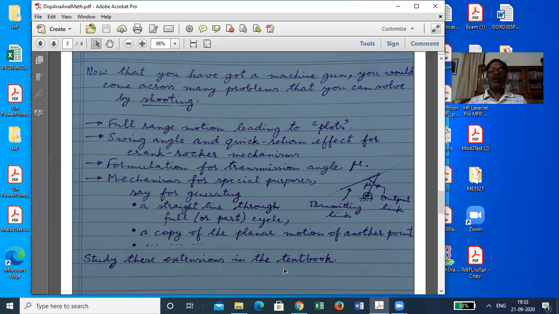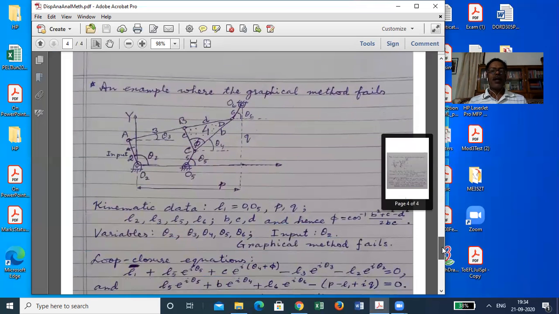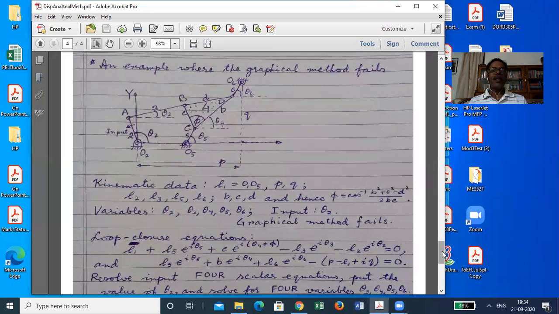Last time, just a little while back, we saw the example of a 4-bar mechanism solved through the analytical methods, which is something very simple. Now we want something complicated, just a little complicated. And for that, we take an example where the graphical method fails. Okay, so this is the mechanism.